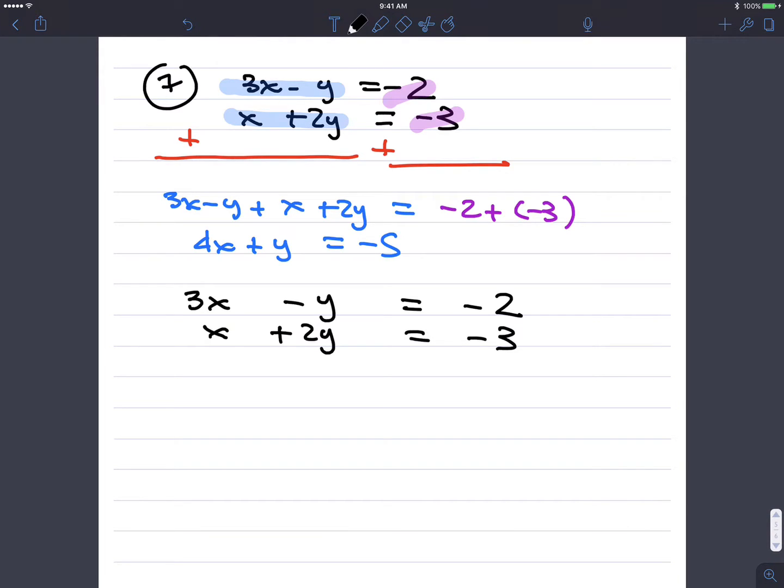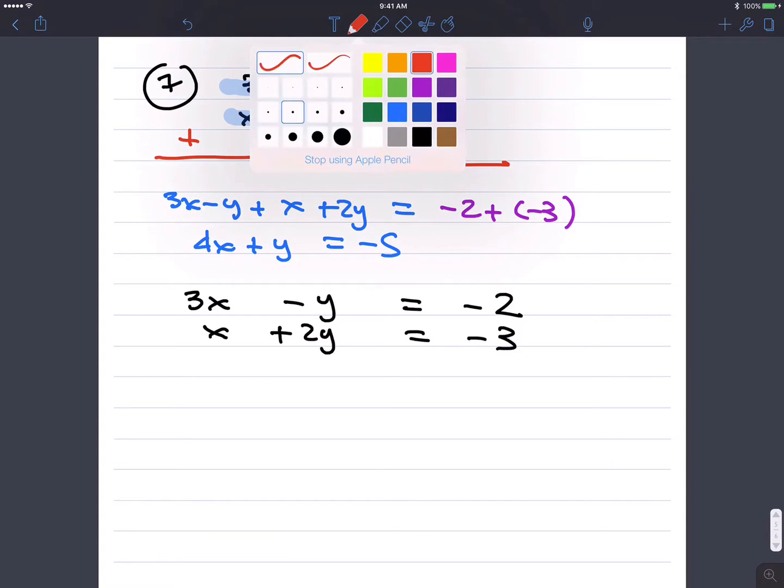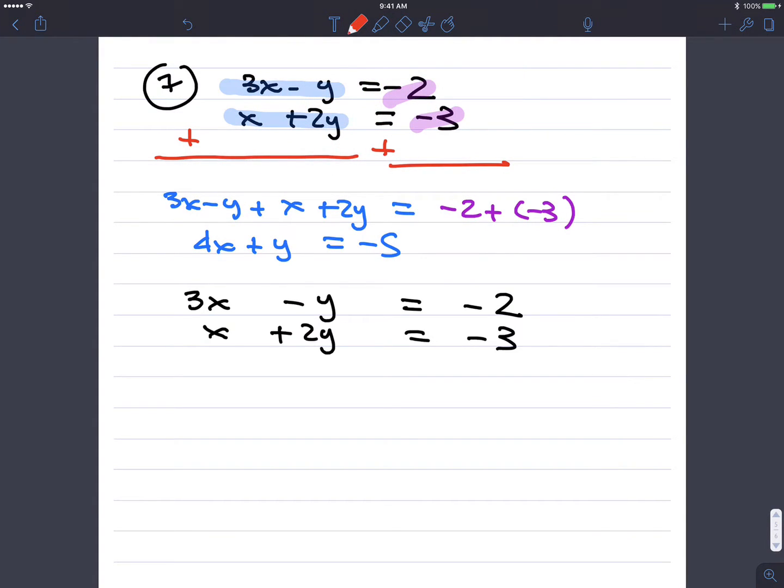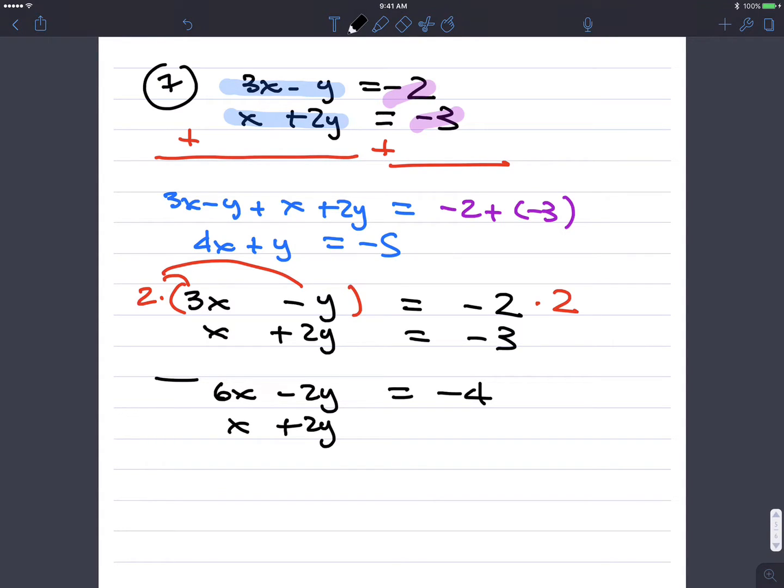Now there's two things that we can do here. We can actually multiply the first equation by +2. So if I multiply here my first equation by +2, notice what we get. We're going to have to, of course, distribute that 2. So a new first equation becomes 6x minus 2y equals -4. The second equation is still x plus 2y equals -3.